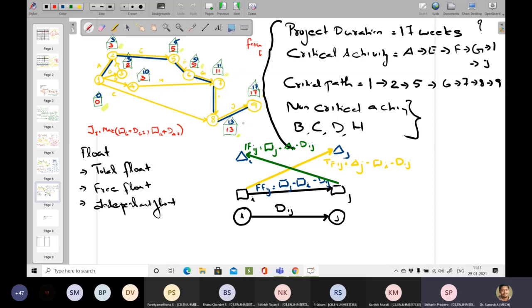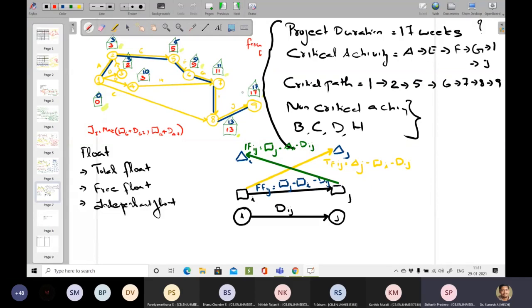So that's the yellow line. It is triangle J. So triangle J is 17 and rectangle I is 13. Okay, and dij is the duration. That also will become 0. So the float value for every critical activity will be 0.